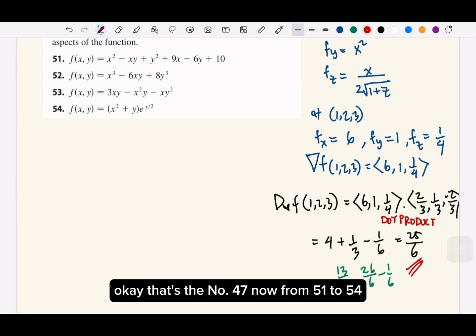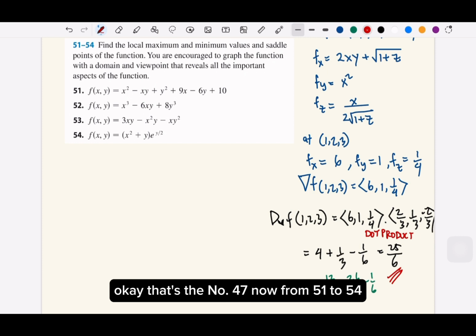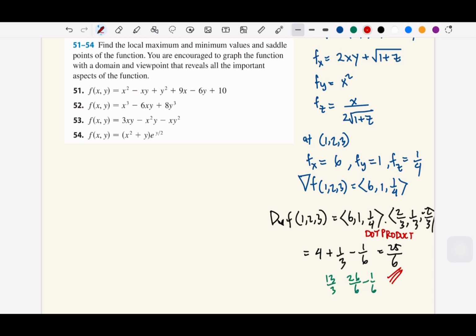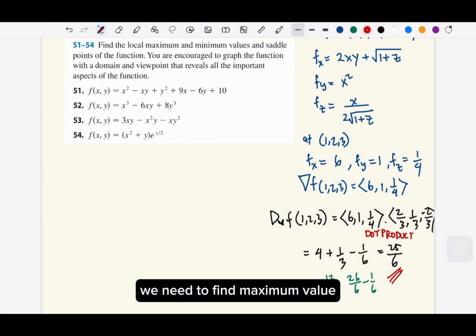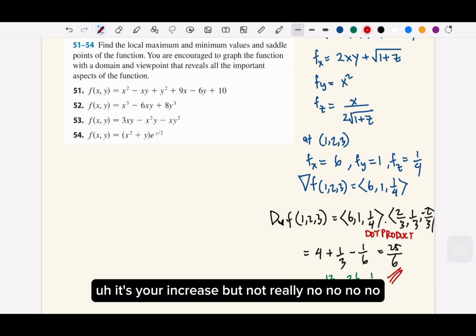Okay, that's the number 47. Now from 51 to 54, any suggestion which one should we take? We need to find maximum value, minimum value, and saddle point if they have a saddle point. We have to graph. It's encouraged, but not really. I mean, like for tomorrow.